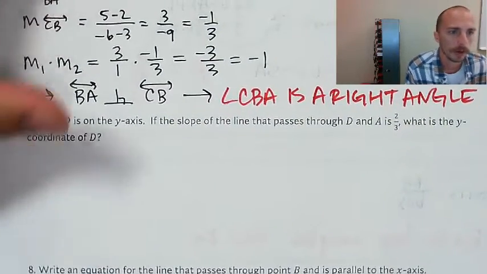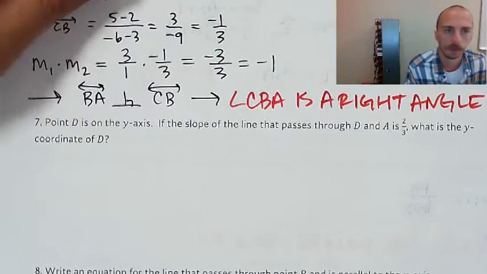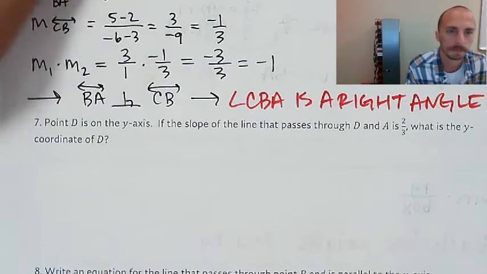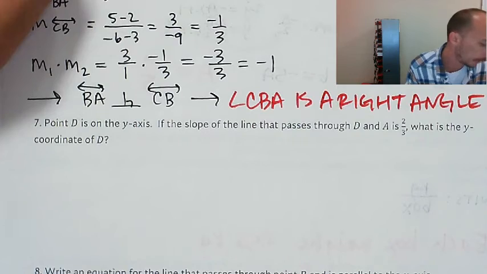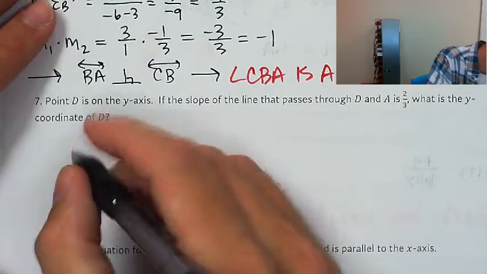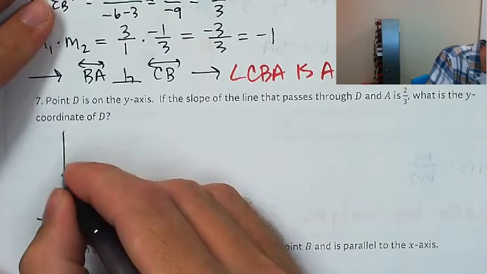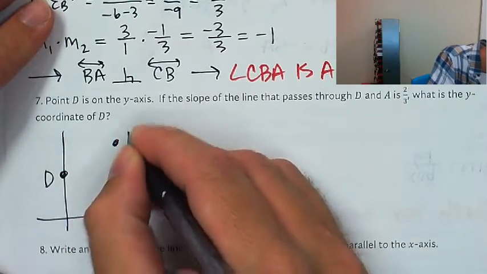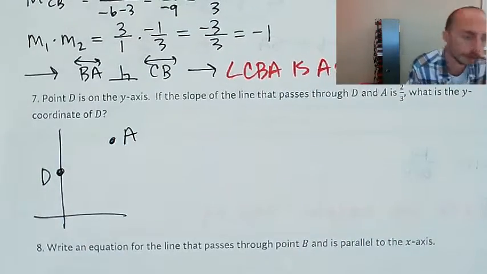Okay. Point D is on the y-axis. But we don't know the y-coordinate, right? That's what we're hoping to find. But we do know the slope of the line that passes through D and A is 2/3. So rather than going all the way back up, I'm just going to draw a diagram. And we know that slope is 2/3.